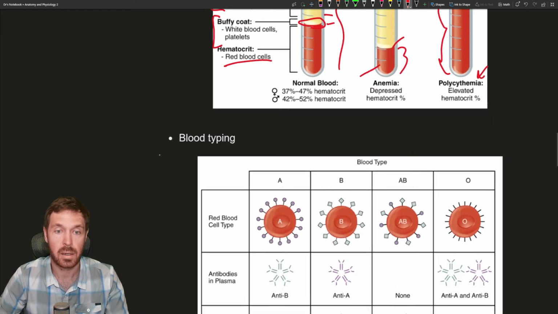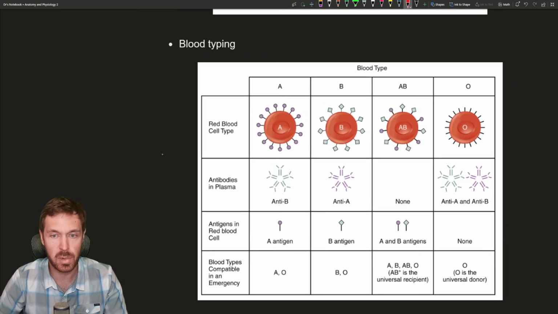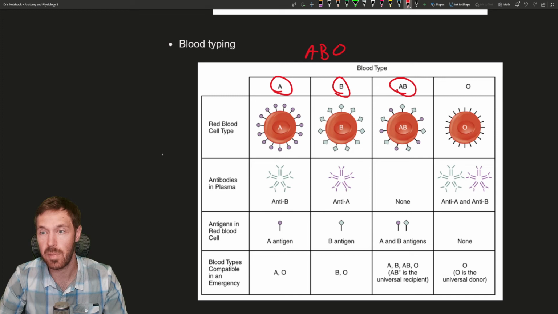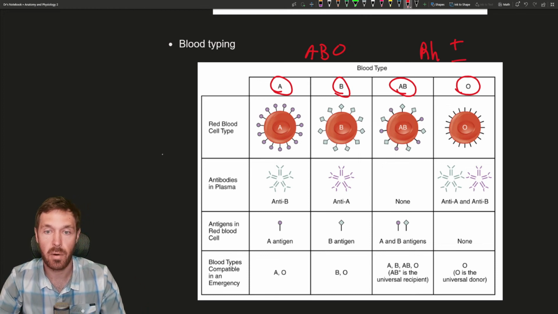Now, the last thing I want to talk about here is blood typing. I'm not going to go into too much detail on this because I can make a whole video on blood typing. But this is your ABO. So blood typing is ABO blood groups. You can be blood type A, blood type B, blood type AB, or blood type O. And then you can even include the Rh factor and be Rh positive or Rh negative. What these are referring to are the carbohydrates that are sticking off the red blood cells.